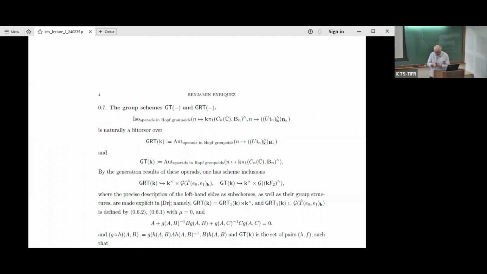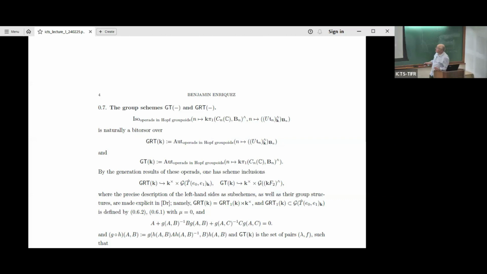So in fact, this result has a consequence that it's written here. This set here is a bitorsor over these two automorphism groups, and this is here the set of automorphisms of operads in groupoids of this. This is an operad in groupoids, and this is another one. And here you can define this group. So this is called the GT group, the pro-unipotent version of the Grothendieck-Teichmüller group that we saw yesterday, and this is GRT, the graded version.